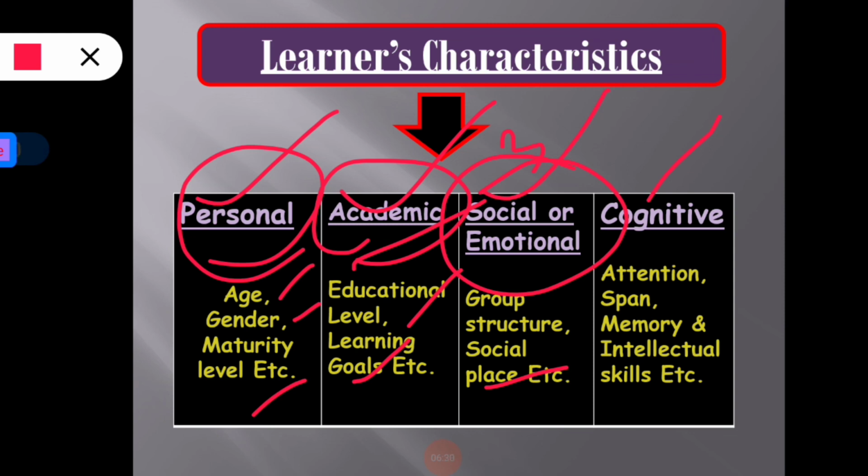And now we are going to the last characteristic, that is the cognitive portion. So it determines how the learner perceives, remembers, thinks, solves problems, or organizes and represents information in her or his brain. So attention span, memory level, intellectual skills are all cognitive characteristics. So, I think this is clear. What are the learner's characteristics: personal, academic, social, emotional, or cognitive. Okay, I think this is clear to everyone.